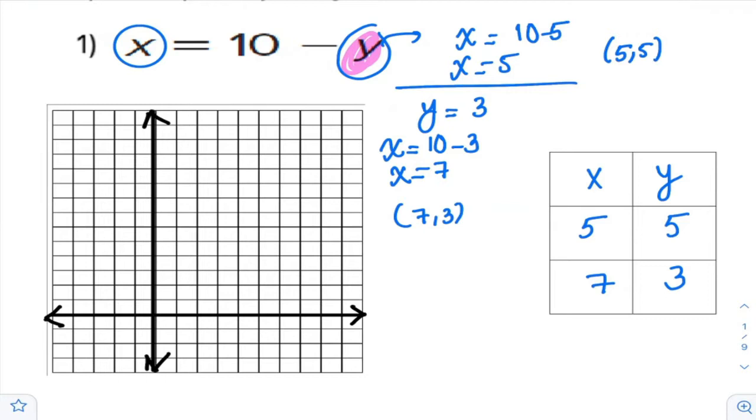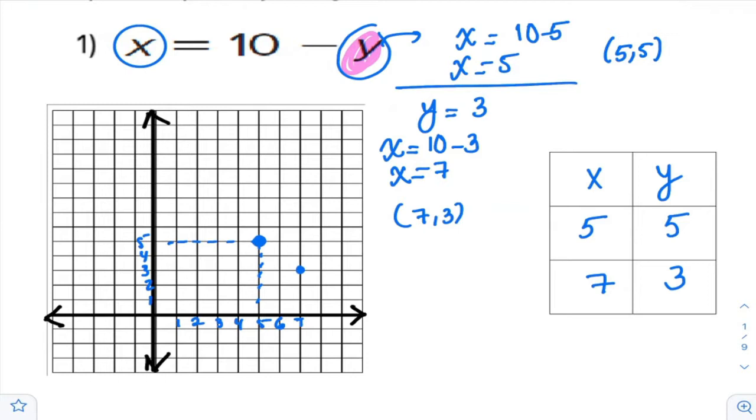Now it's time to plot the points. The first point is 5 and 5. So we will go to the x-axis at 5 and jump up to y equals 5. So this is my first point. Now the second point is 7 and 3. So you will go to 7 on the x-axis, jump up to 3, and this will be your second point.